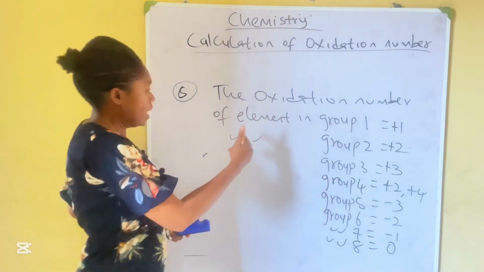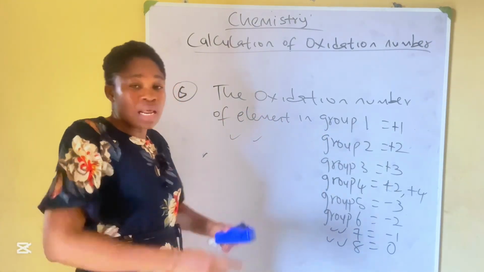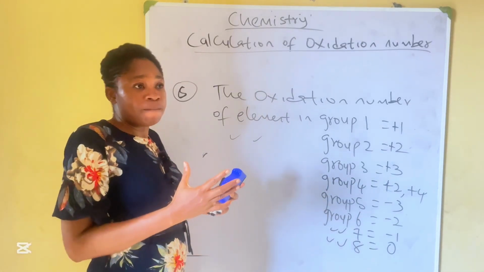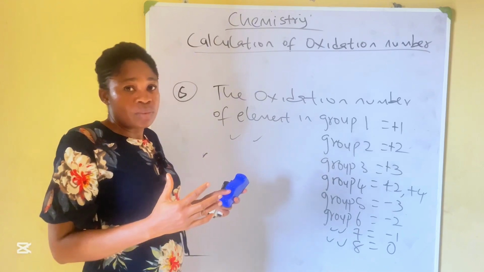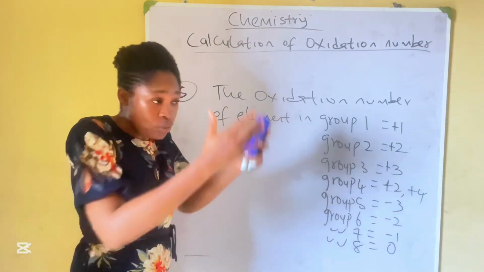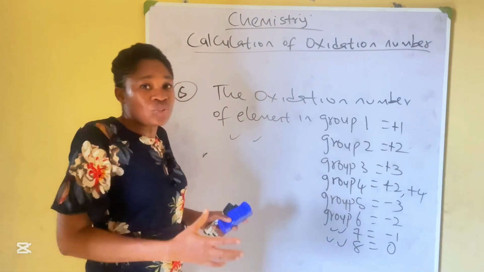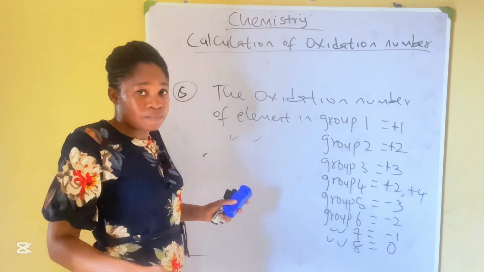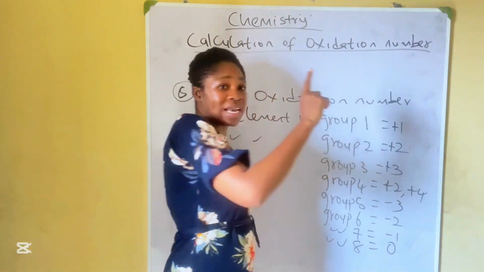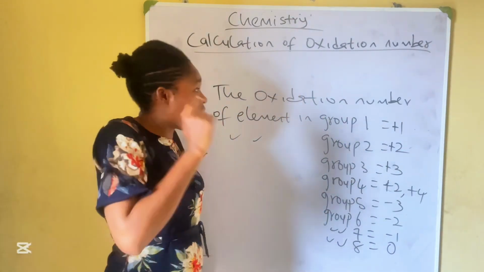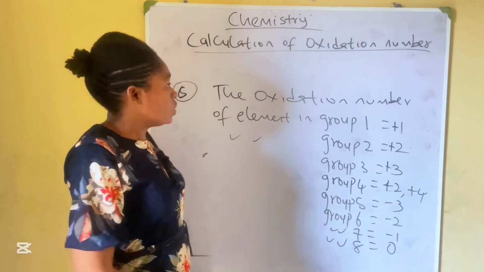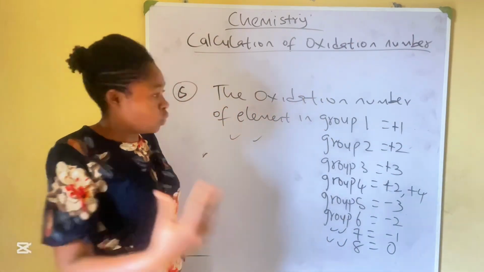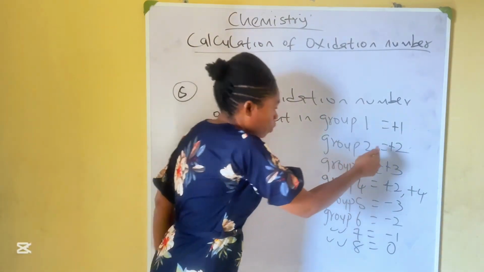The oxidation number of elements in group 1. All the elements in group 1. Remember, the periodic table: elements are arranged in groups according to what? The total number of electrons in the outer shell. For example, group 1 elements have 1 electron in their outer shell, so that 1 is what they are going to use in chemical bonding. Because they are going to donate an electron, the oxidation number is what? +1. Those in group 2, +2.